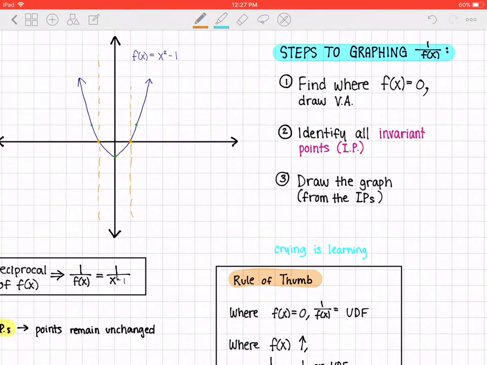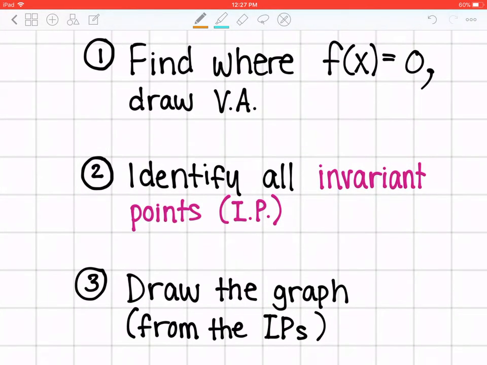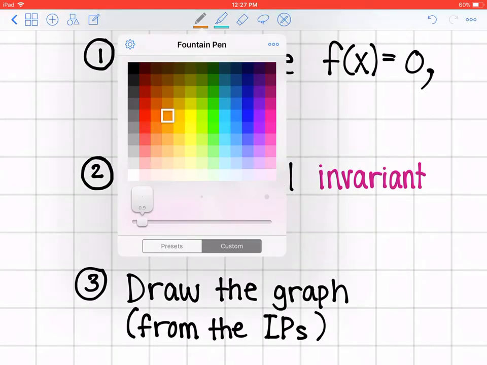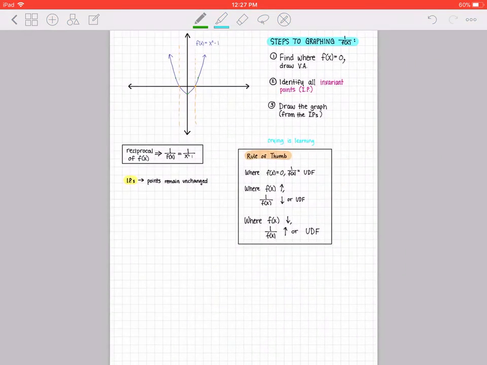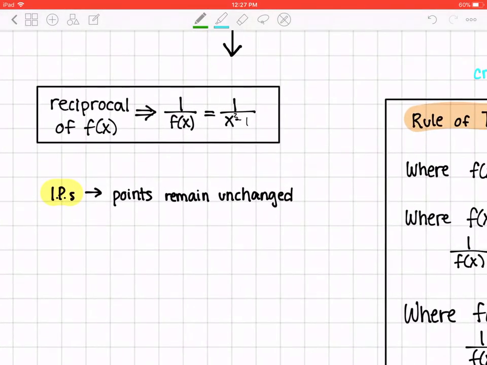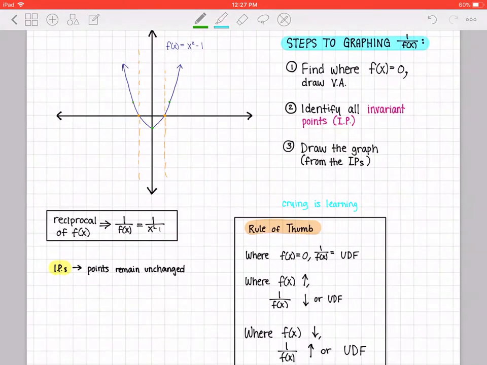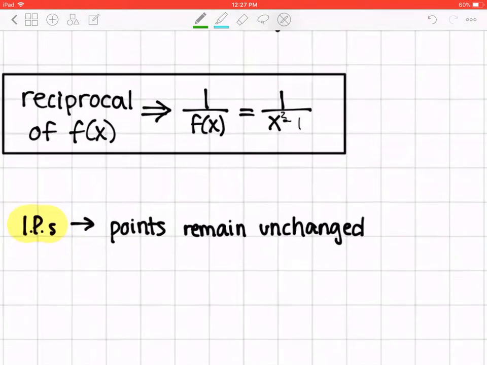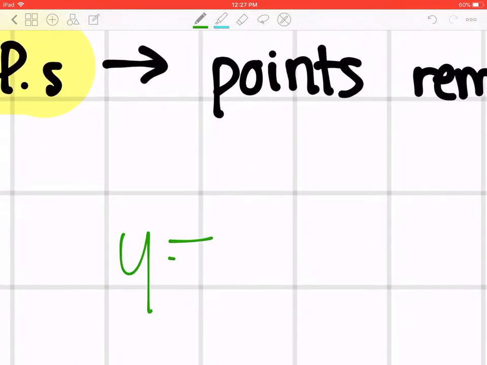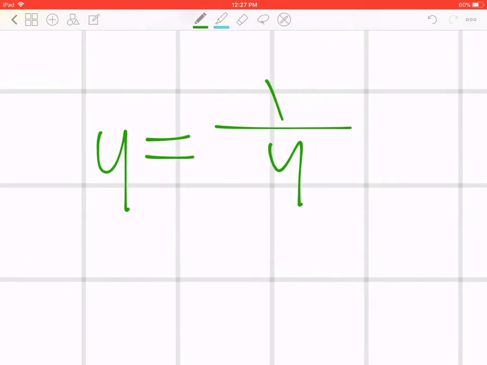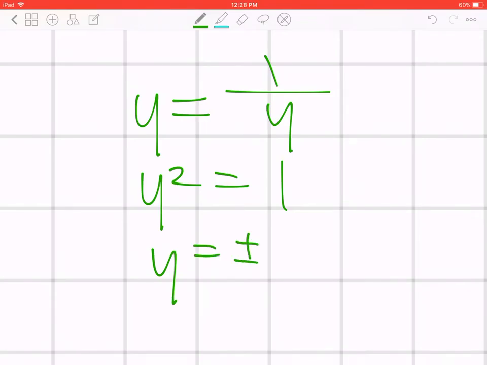So now that we know where the vertical asymptotes are, we're going to go on to identifying all the invariant points. In a reciprocal function, invariant points are points that remain unchanged. Basically, it's where the original function and the reciprocal function remain the same. Wouldn't you agree with me if I were to say that y, being f(x), equals 1 over y, so the reciprocal function? If we were to solve this for y, it would be positive or negative 1.